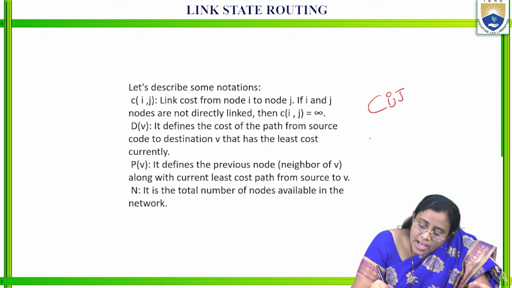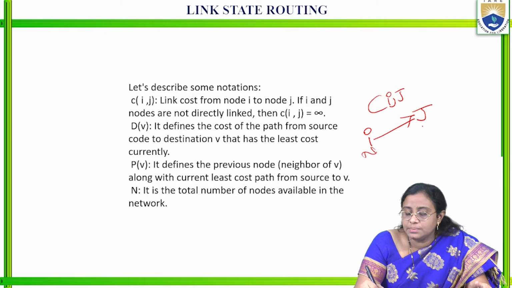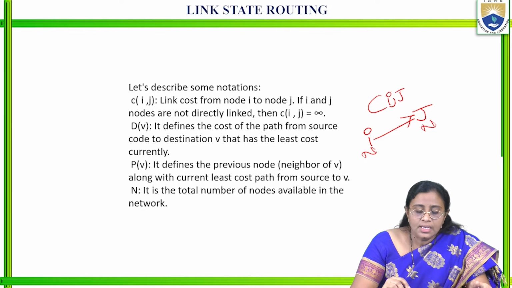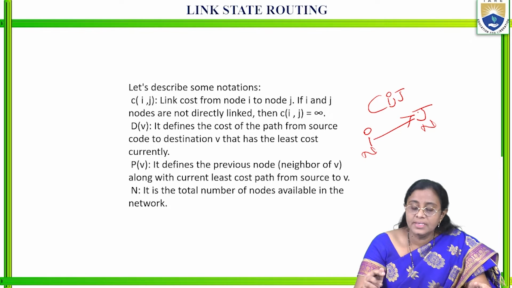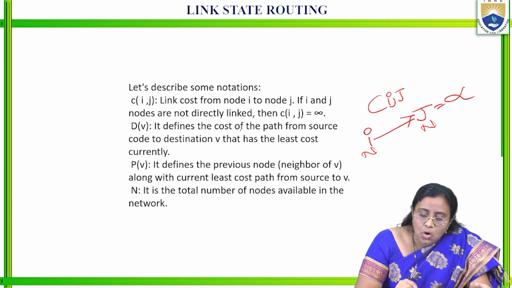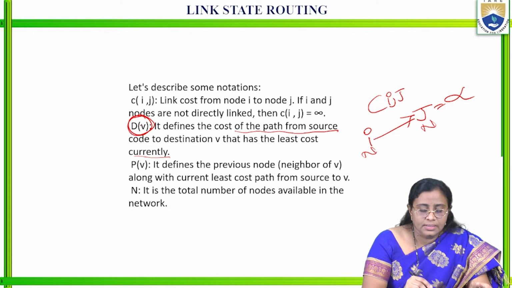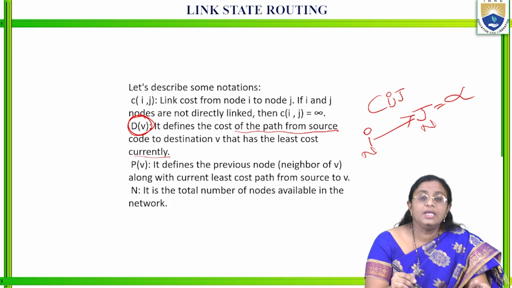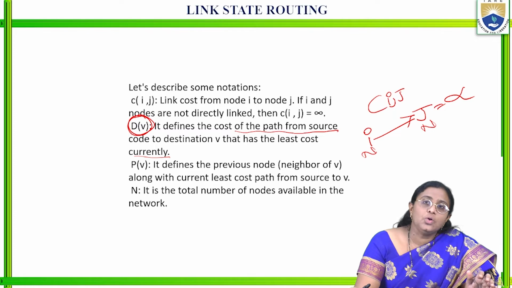If node i to j is directly linked, it needs to send its packets from node i and node j receives those packets. Or else, if nodes i and j are not directly linked, then this will be total infinity. Suppose D of V defines the cost of the path from source to destination V that has the least cost currently. If you take the equation part, one term, D of V, it defines the cost of a path from one source to the destination while sending the packets from one node to another node.